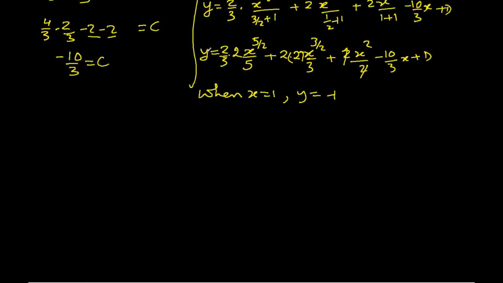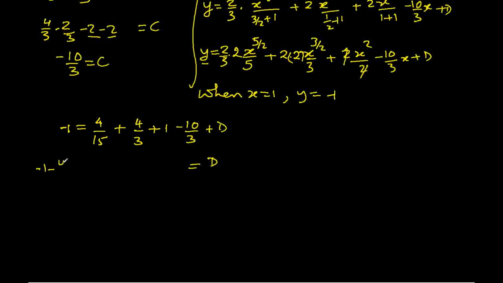We'll substitute this here. y is minus 1 equals, it becomes 4 over 15. And again, 1 to the power 5 over 2 is again 1. So there is no need to write anything about x. Whenever x is equal to 1, that is the easiest situation you can have. Plus 4 over 3. Here x squared is just 1. Minus 10 over 3. And plus d.